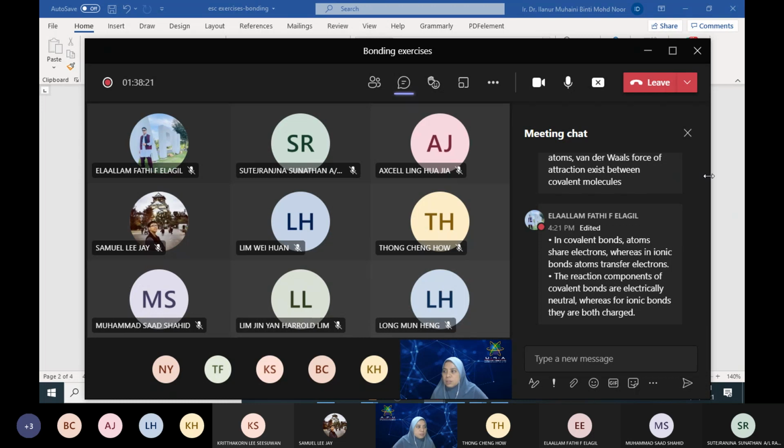Next is El Alam. In covalent bond, atoms share electrons, whereas in ionic bond, atoms transfer electrons. Okay. But actually you must separate. Never mind, later I show you. Better you separate the point for ionic and the point for covalent. Like this is a mix, right? The reacting components of covalent bonds are electrically neutral, whereas for ionic bond, they are both charged. Okay, so here also 4 marks.